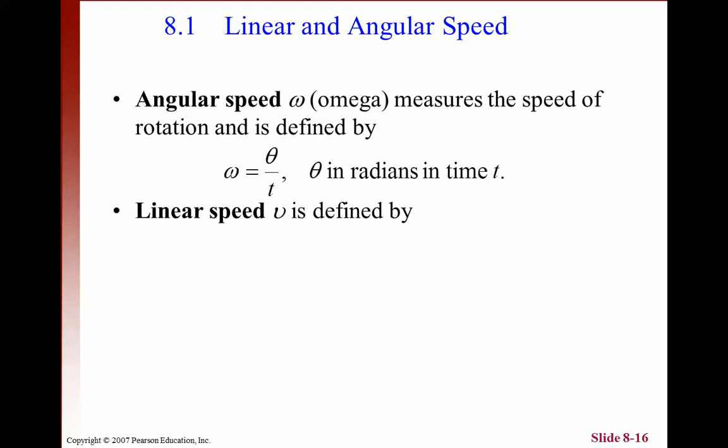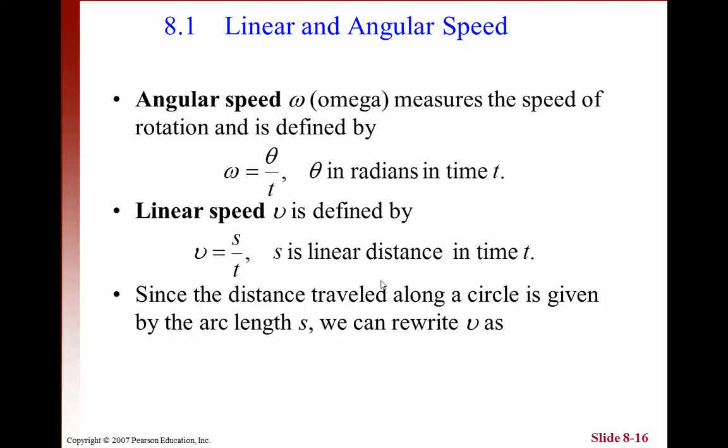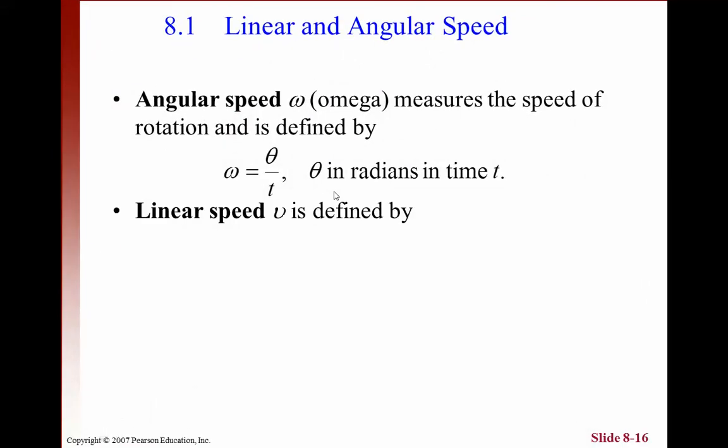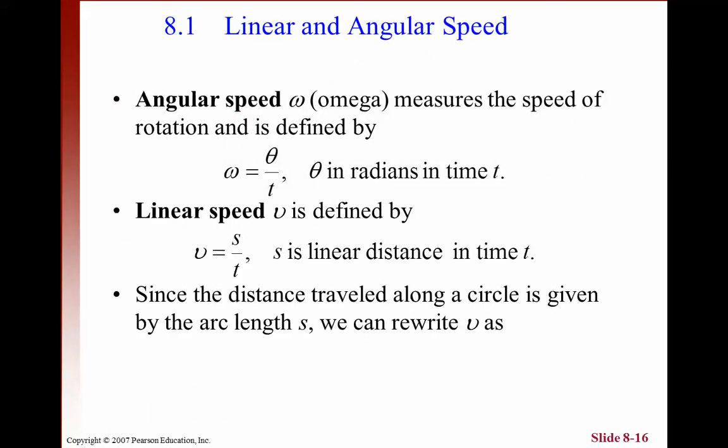And then the linear speed, v, is defined by the arc length, how far we go around the arc, divided by time. So the distance we travel, just like any other speed, is the distance we travel divided by time, where s here is the arc length. Since the distance is the arc length s, and on a slide before we said s was r times theta, we're going to replace that s in this equation with r times theta.